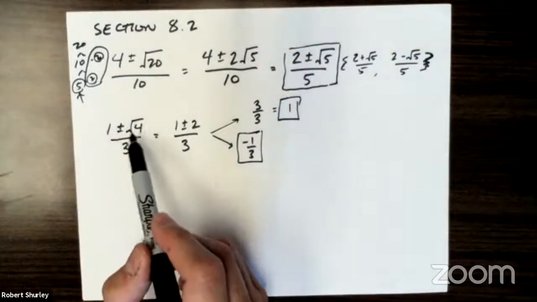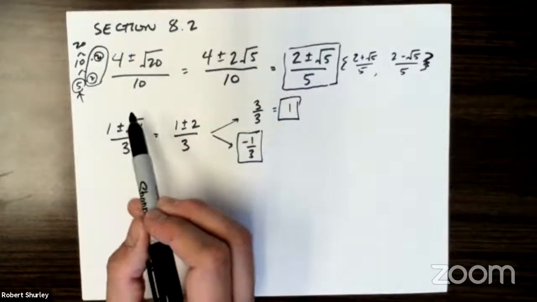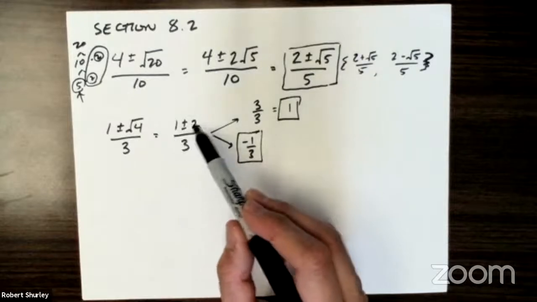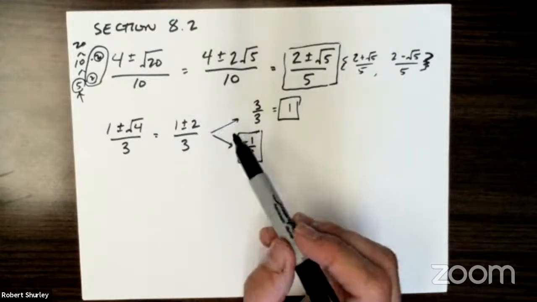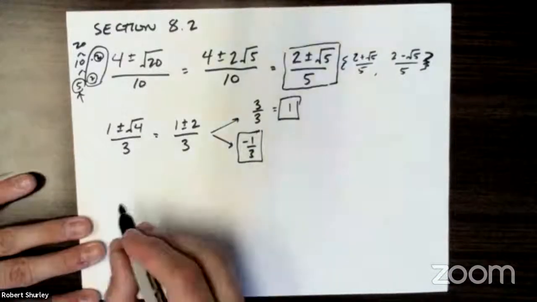So we had 1 plus or minus the square root of 4 over 3. First, the first thing you're going to do is simplify the radical. And we get the 2. Now this one we can add and subtract. So we've got to keep going. Okay, so let's do another one.